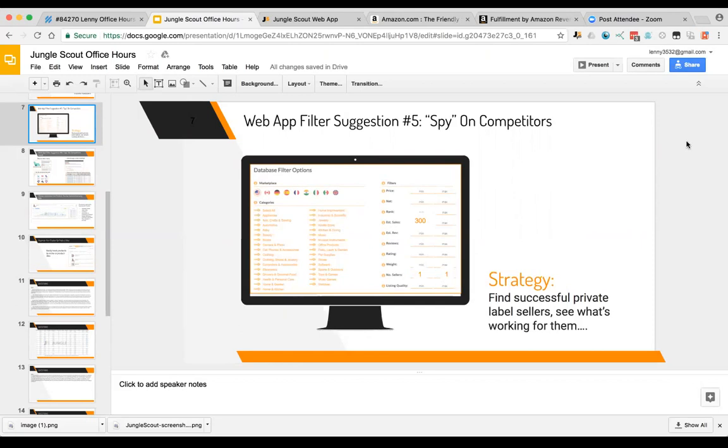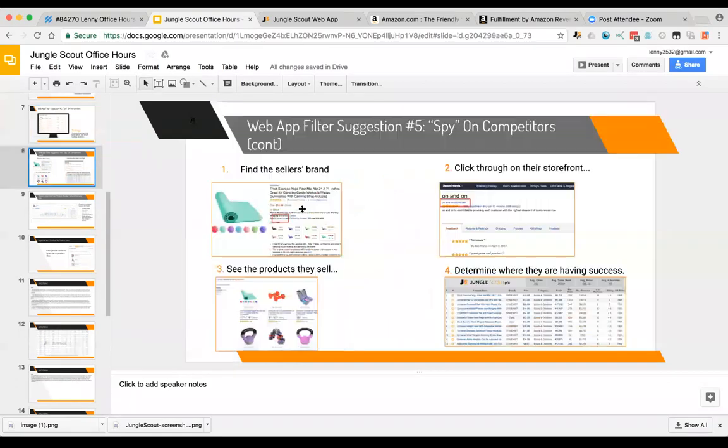Essentially, just because it's quite interesting to see what other opportunities private label sellers have found, and it might give you some ideas. You don't necessarily have to copy what they're selling, but it might give you some ideas, might help you think outside of the box.